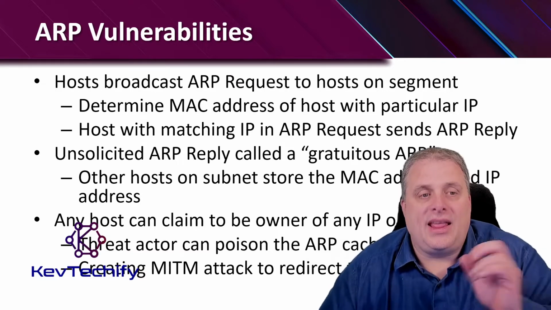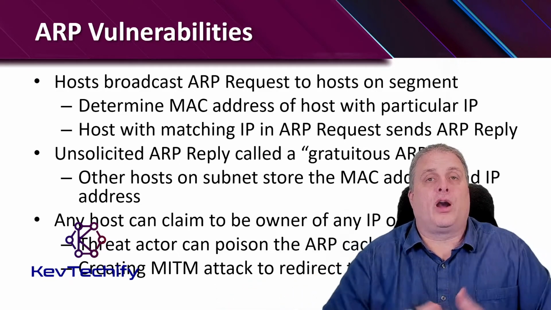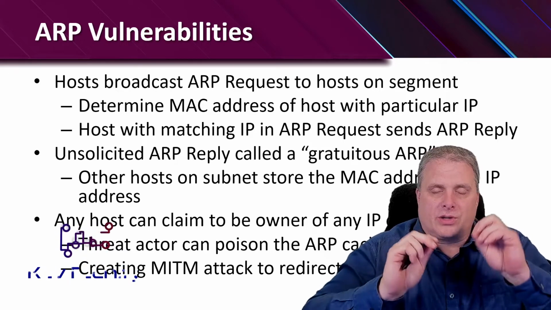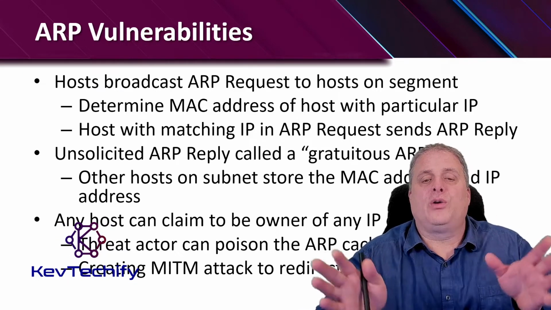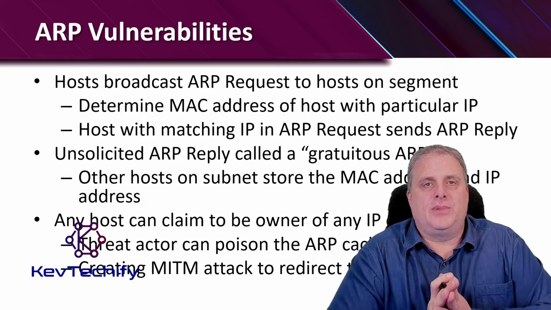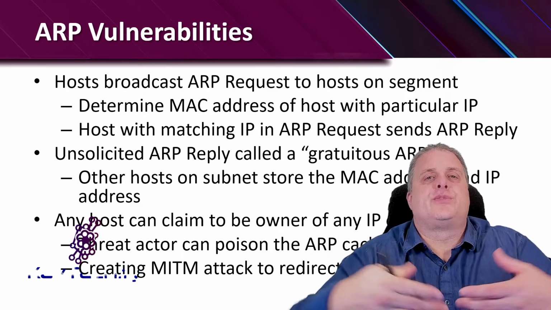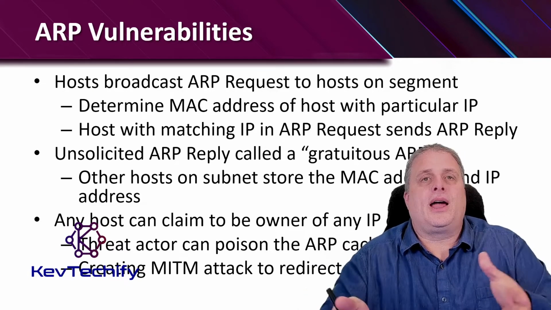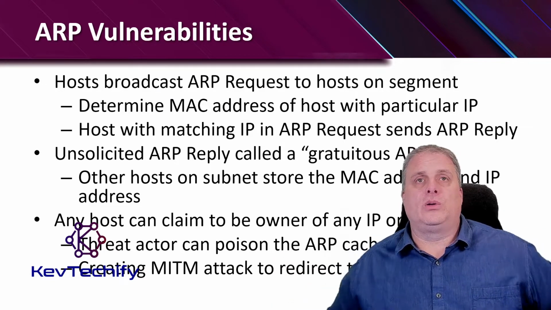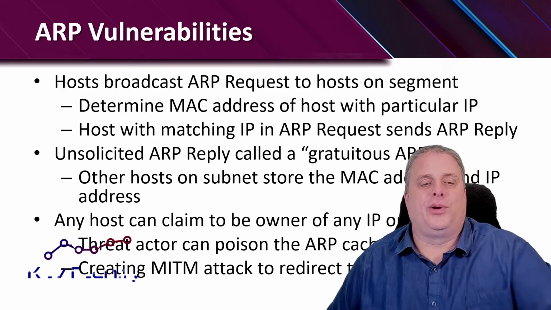A threat actor can send an unsolicited ARP reply. So you send out an ARP request, waiting for an ARP reply to come back in. But if you send out an unsolicited ARP reply, one without a request, this is called a gratuitous ARP. Other hosts on the subnet will see this gratuitous ARP and then store the MAC address and IP address that you have responded with, to this reply that had no request to start with. Any host on the network can claim to be the owner of an IP address or MAC address just by sending out this ARP reply.